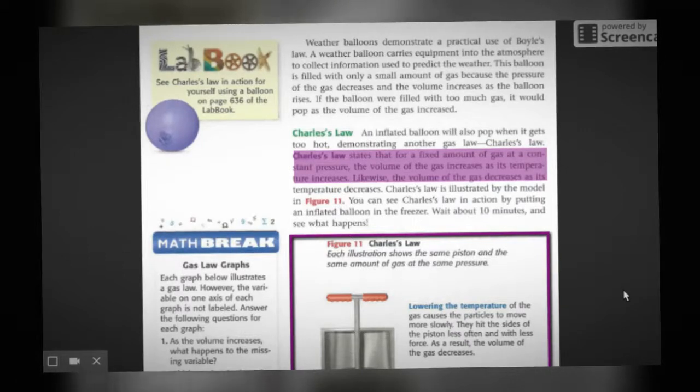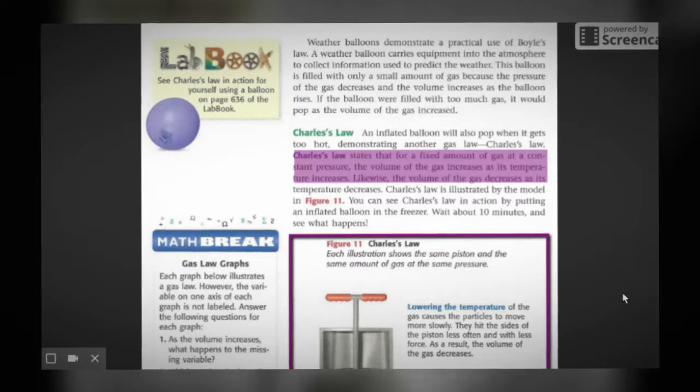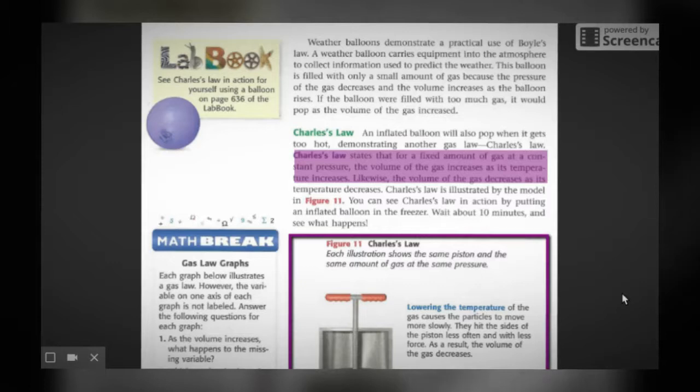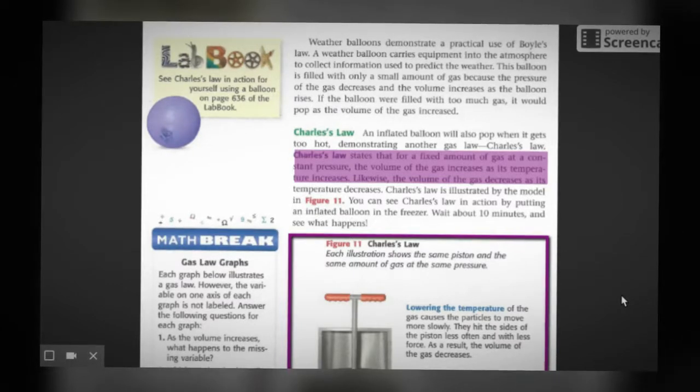Charles' Law. An inflated balloon will also pop when it gets too hot, demonstrating another gas law, Charles' law. Charles' law states that for a fixed amount of gas at a constant pressure, the volume of the gas increases as its temperature increases. Likewise, the volume of the gas decreases as its temperature decreases. Charles' law is illustrated by the model in Figure 11. You can see Charles' law in action by putting an inflated balloon in the freezer. Wait about 10 minutes and see what happens.